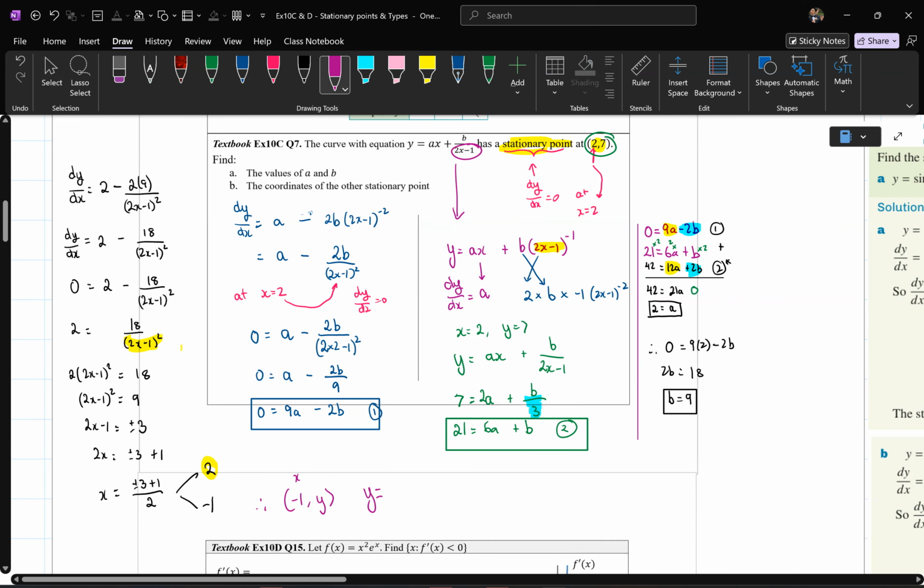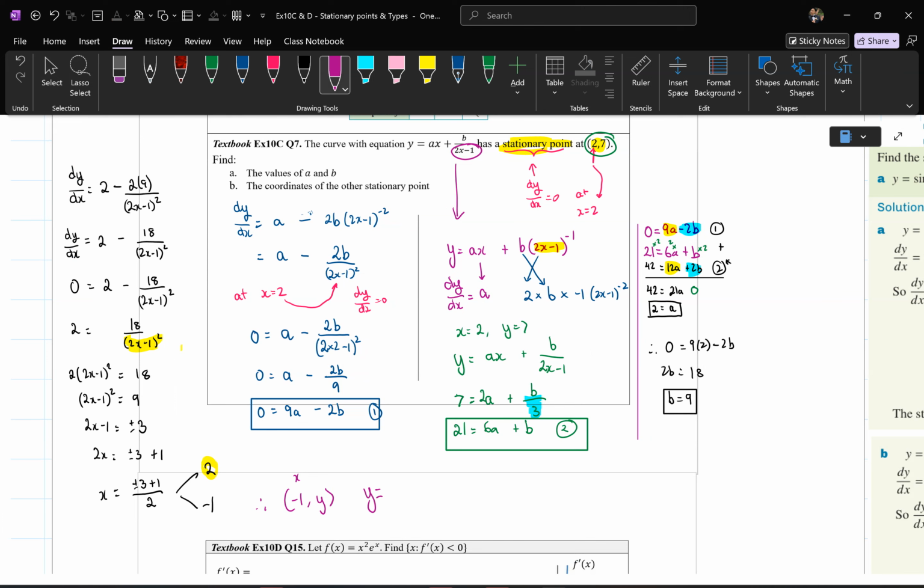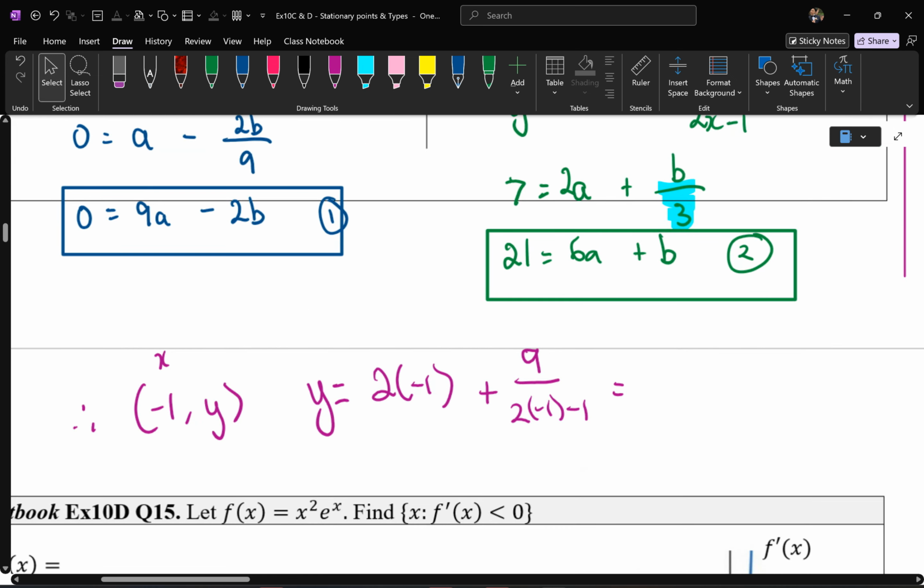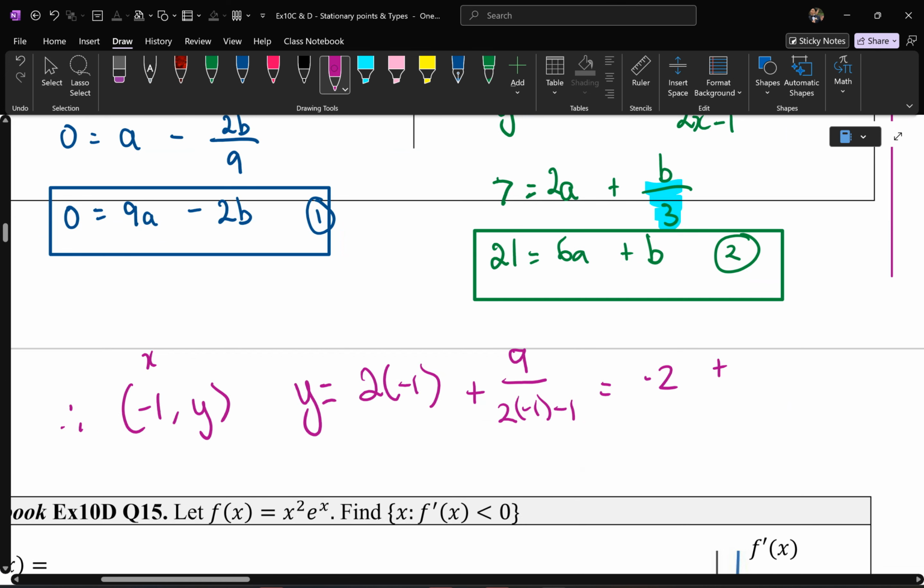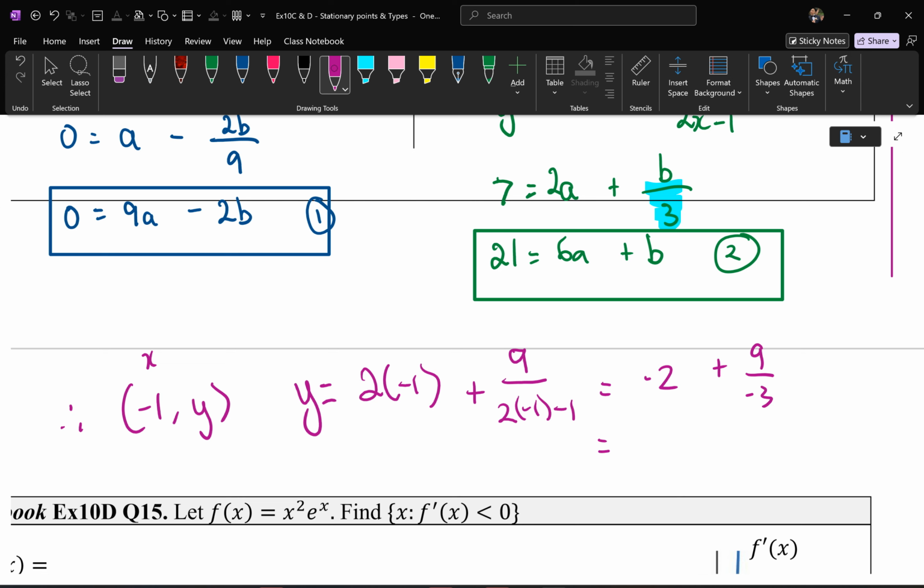Oh man, so much space, I'm running out here. What's that? y equals 2 times negative 1 plus b, which was 9, divided by 2 times negative 1 minus 1. Is that right? Yeah. What does that give me? Negative 2 plus 9 over negative 2 minus 1 is negative 3. Negative 2 minus 3. Oh, beautiful. Works out a bit nicer.